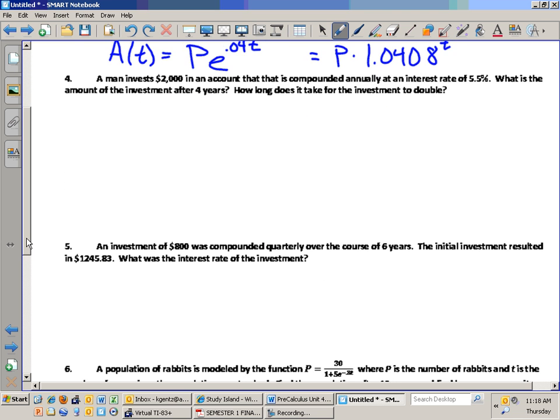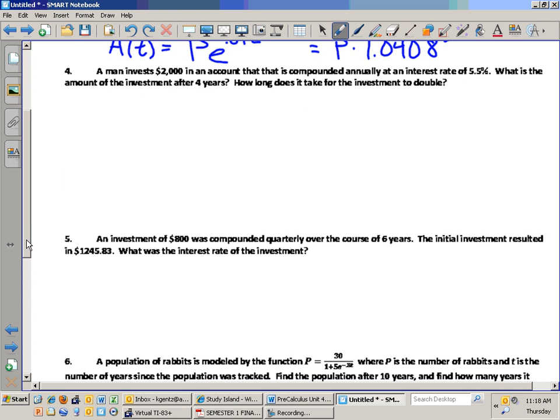Okay, number 4. A man invests $2 grand in an account that is compounded annually at an interest rate of 5.5%. What is the amount in investment after 4 years, and how long does it take the investment to double? Two different problems here. First one's easy. Second one's a little bit more difficult. So you tell me how to get started with the first one. What do I do?